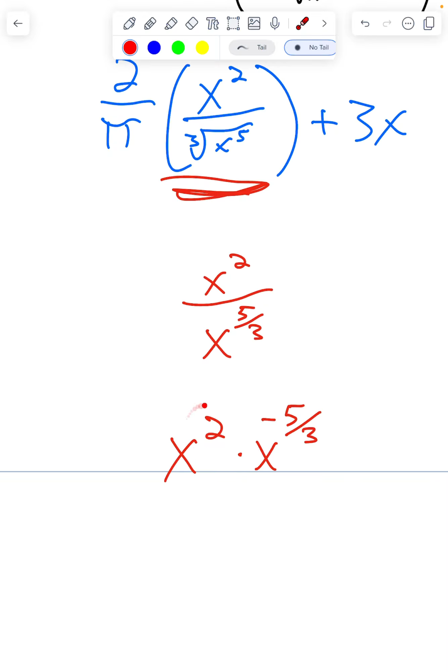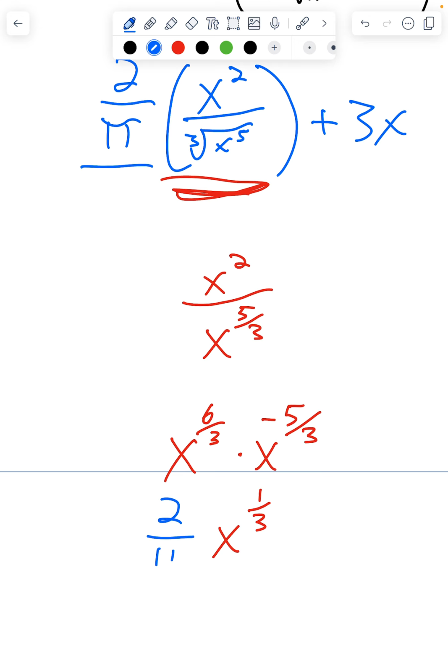We should recognize 2 is going to be 6 over 3, so I'll go ahead and rewrite this as 6 over 3. Now this should be pretty easy to subtract. Looking at my x term, I've got x to the 1/3. All my other constants, the 2 over pi up here, I can just bring down.